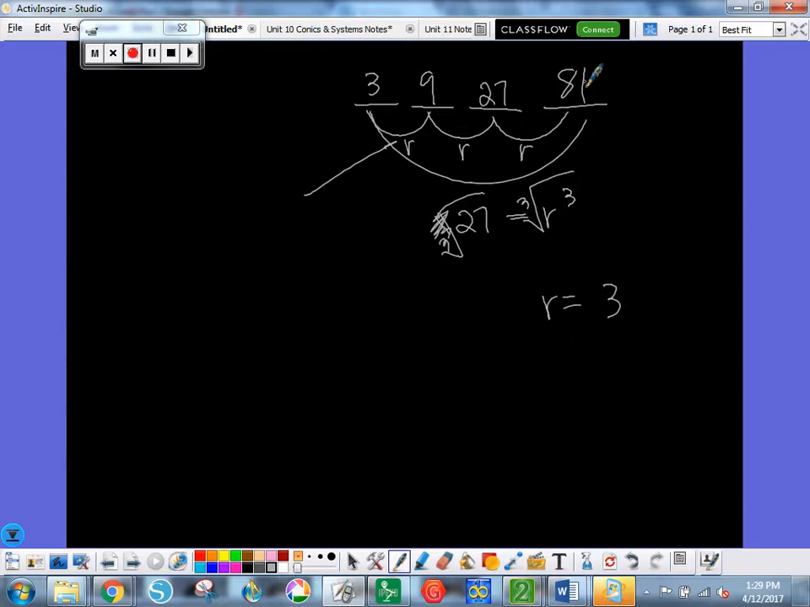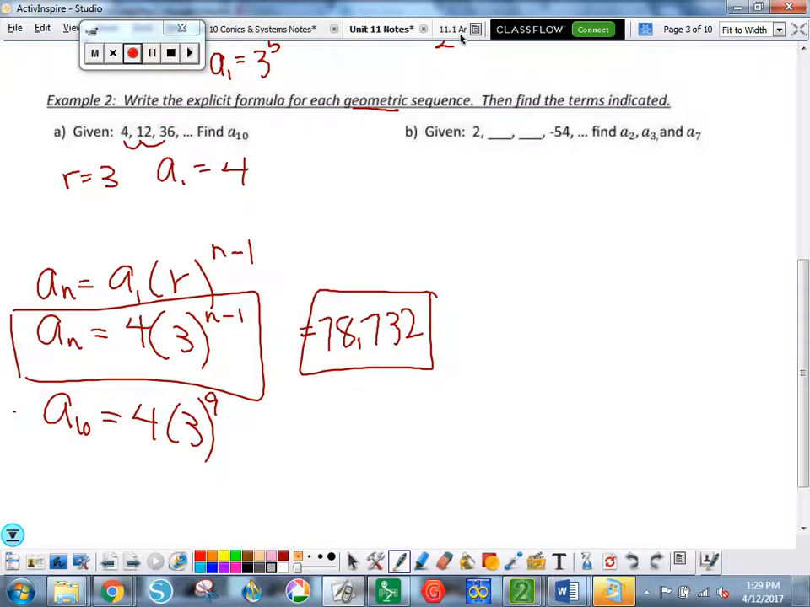Okay, so now that you have problem 9 then, let's go to part B. We need to find a_5, a_6, and a_7. So first, what is the big multiplier from the 2 to the negative 54?